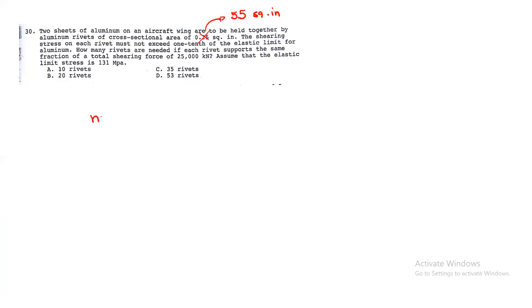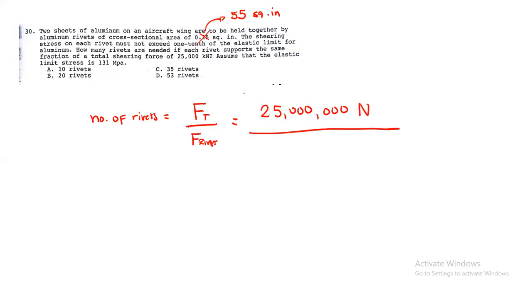To get the number of rivets, it is equal to the total force divided by the force of each rivet. The total force is 25,000 kilonewton, which is 25 million Newton. Then the 131 megapascal is also wrong here. It should be 13.1 megapascal.